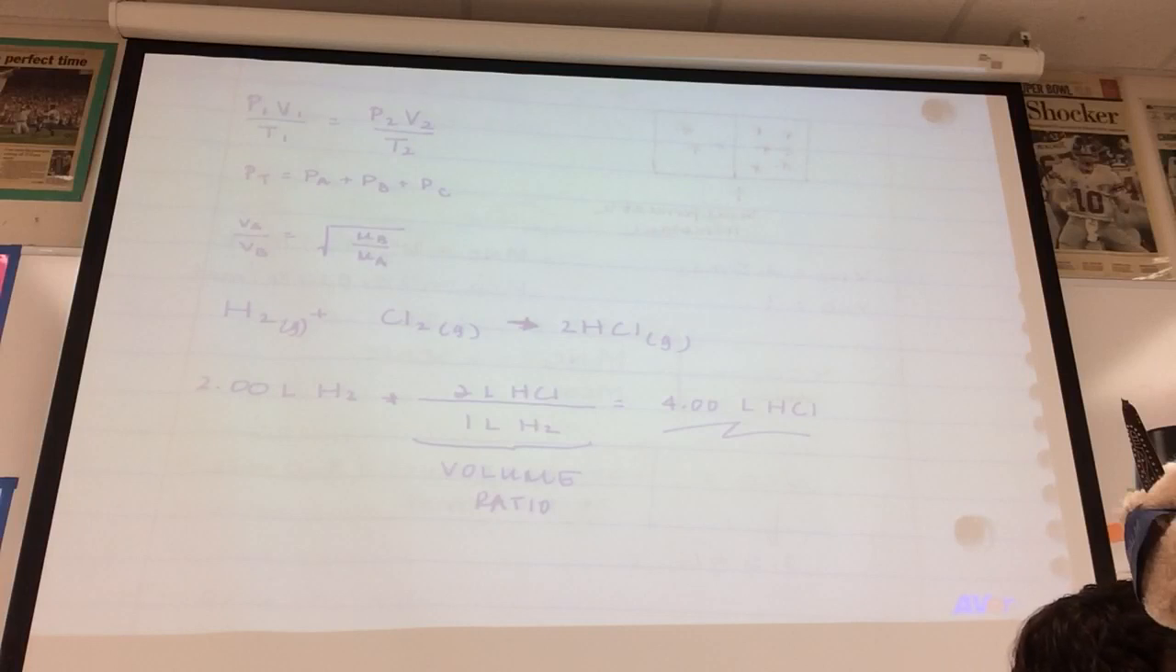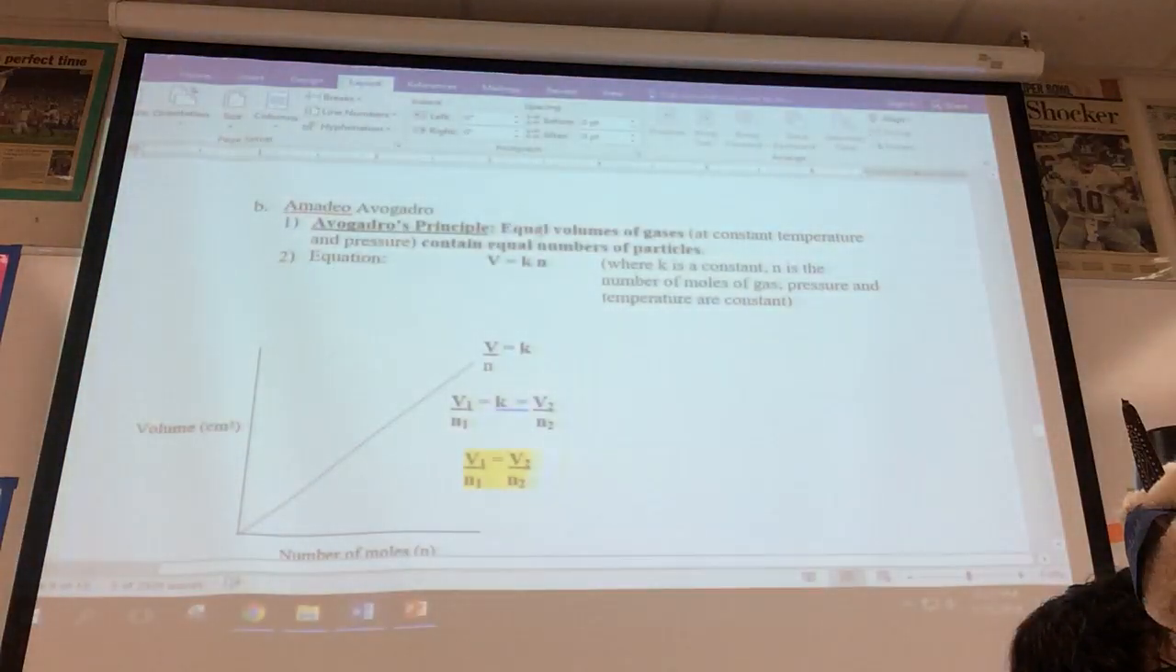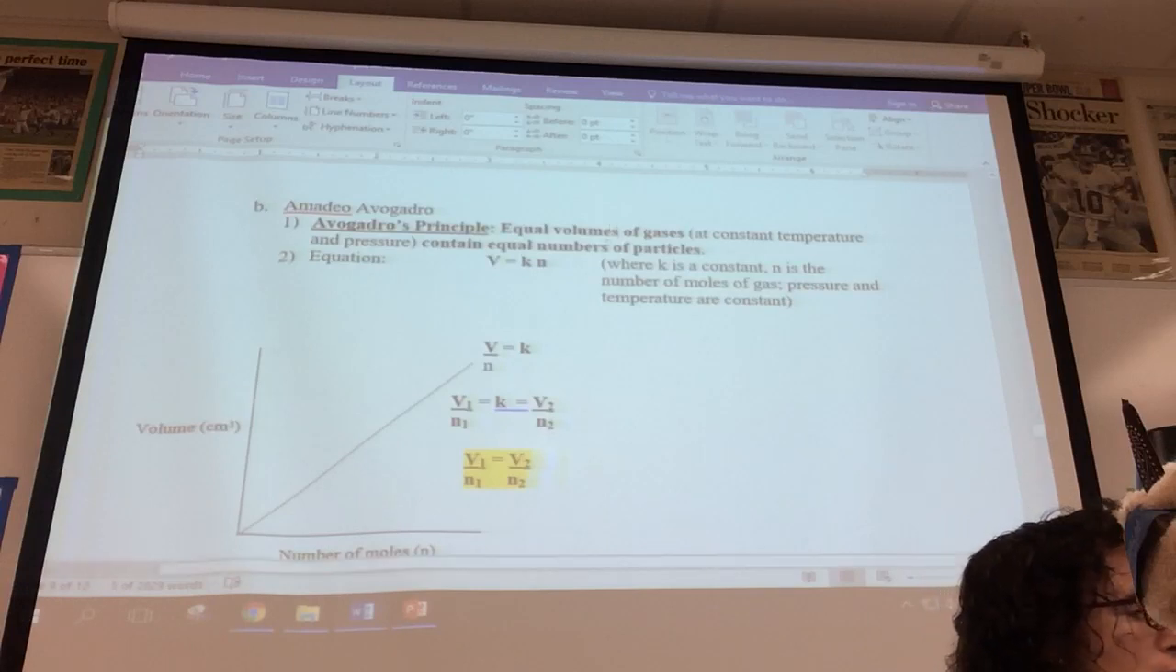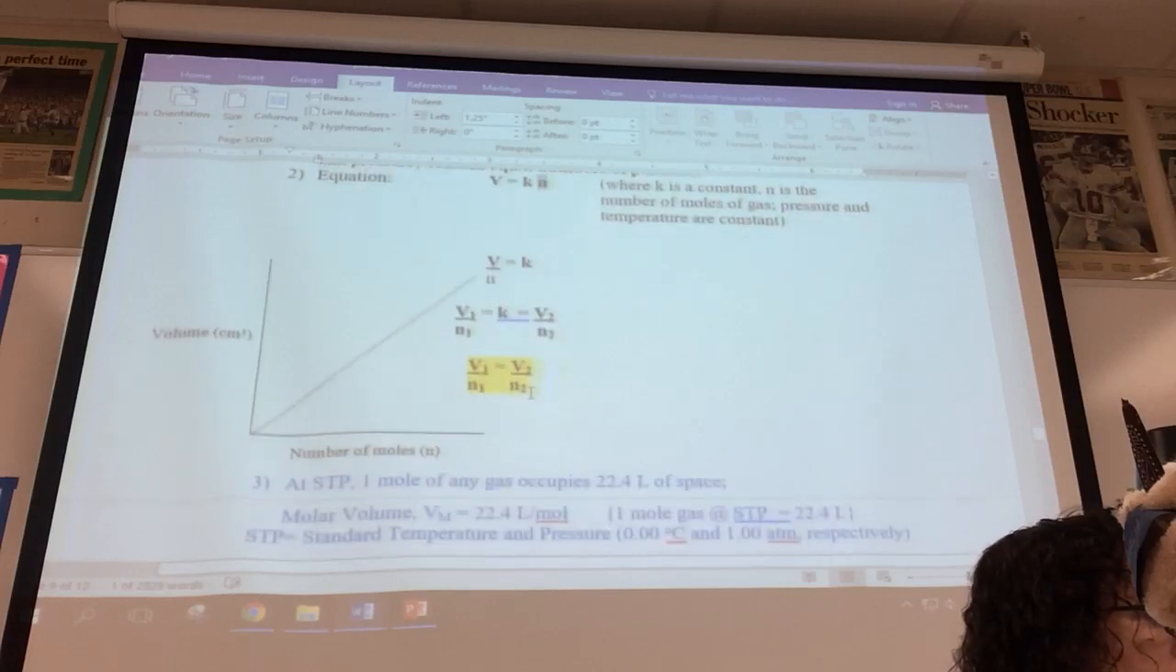Our other focus is known as Avogadro's principle. And Avogadro's principle says that equal volumes of gases at constant temperature and pressure contain equal numbers of particles. You've got a direct relationship between volume and moles of gas. And again, whenever you divide 2 variables, they are directly related, dividing them on the same side of the equation set equal to some constant.